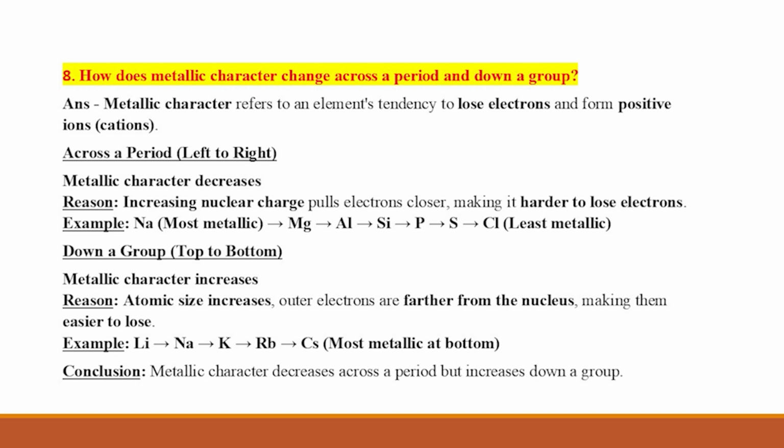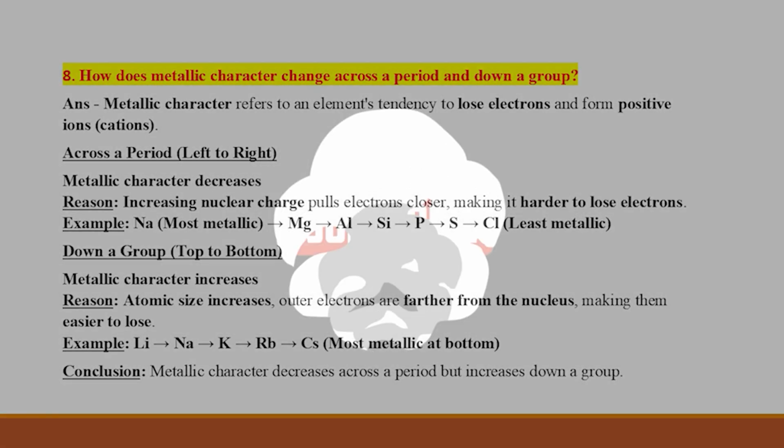Down a group, top to bottom, metallic character increases. Reason: atomic size increases, outer electrons are farther from the nucleus, making them easier to lose. Example: Li, Na, K, Rb, Cs, most metallic at the bottom. Conclusion: metallic character decreases across a period, but increases down a group.